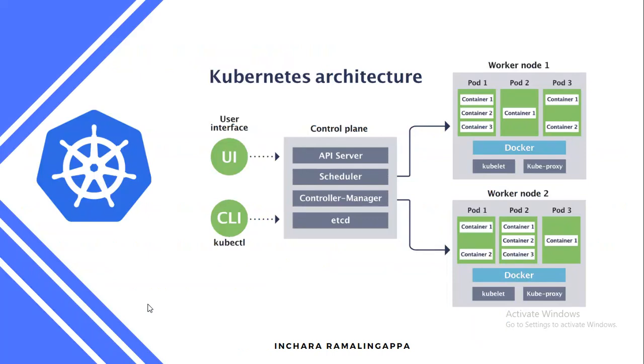And speaking of our Kubernetes architecture, Kubernetes has more features. Here you can see in the control plane we have API server, scheduler, control manager, and etcd. And in the worker node we have pods, Docker, kubelet, kubeproxy. So we'll see each and every aspect, each and every concept here. What is API server, what is scheduler, what is control manager, and what is etcd.